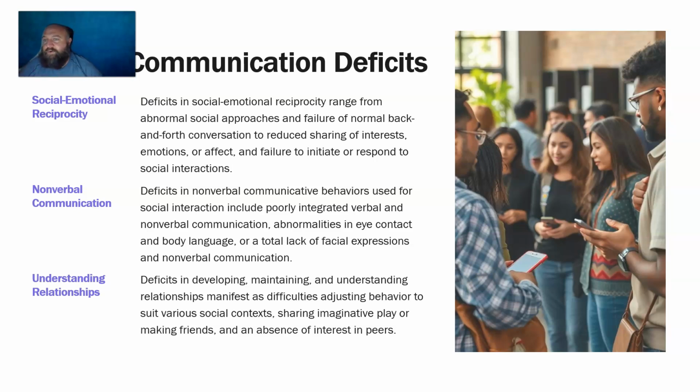And then the final part, under this criterion A, under the social communication deficits, is understanding relationships. So the person has to have deficits in developing, maintaining, and understanding relationships, and this manifests as difficulties in adjusting behavior to suit various social contexts, sharing imaginative play or making friends, and an absence of interest in peers.